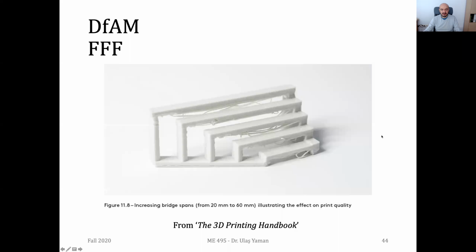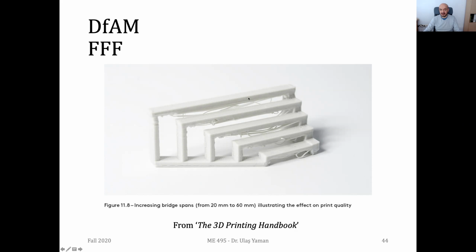This is an example for bridging. As the length of the bridge increases, the quality gets worse, as you see. We don't prefer to have bridges, but in some designs, that might be a nice idea. You can always consider this one. It's always better to keep the bridging length as small as possible. Otherwise, if you have such beads hanging in air, this is not acceptable.